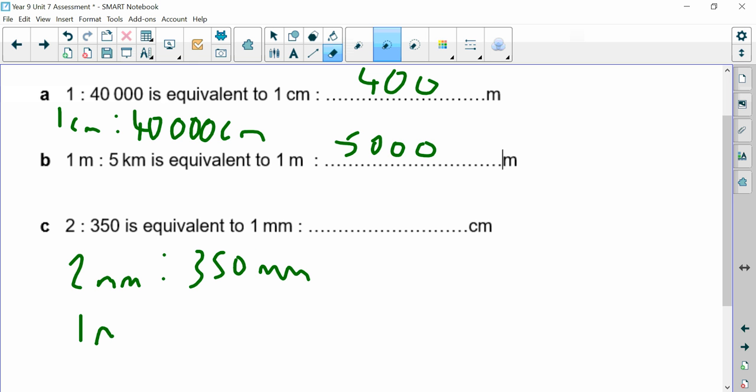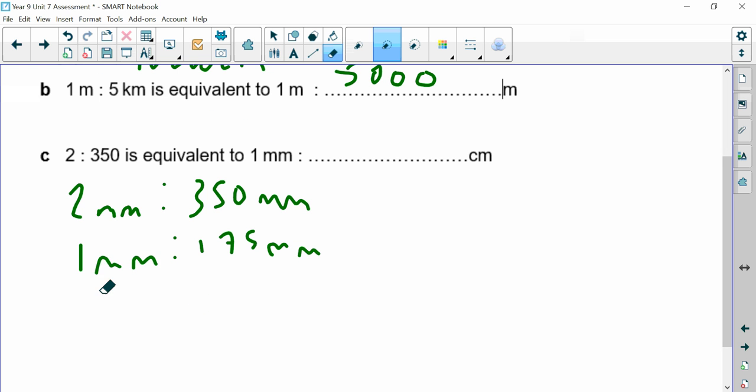Well, that means that I could have 1 millimeter by dividing by 2. That means that the 350 is going to change to 175, just by dividing both sides by 2. So now I need to change this, because now I've got millimeters and millimeters, but I want this one to be centimeters. So to go from millimeters to centimeters, what I need to do is divide by 10 because there are 10 millimeters in 1 centimeter. Therefore, dividing by 10 gets me 17.5. So I've got 17.5 centimeters is 1 millimeter for that scale.